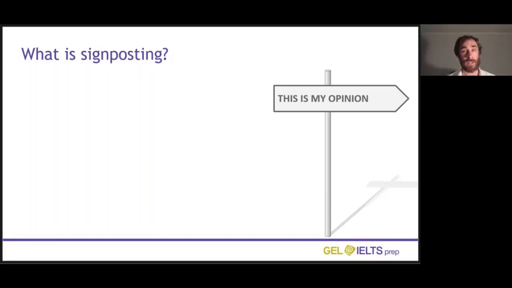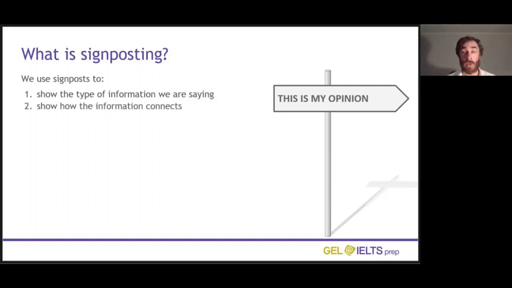So, what is signposting? Signposting is language that we use, phrases or expressions, that show the reader what we're going to say. It prepares them when they are listening to us. This can include telling the listener the type of information we are saying, if it's an opinion, if it's a fact, if we heard this from somebody else, or if it's news.